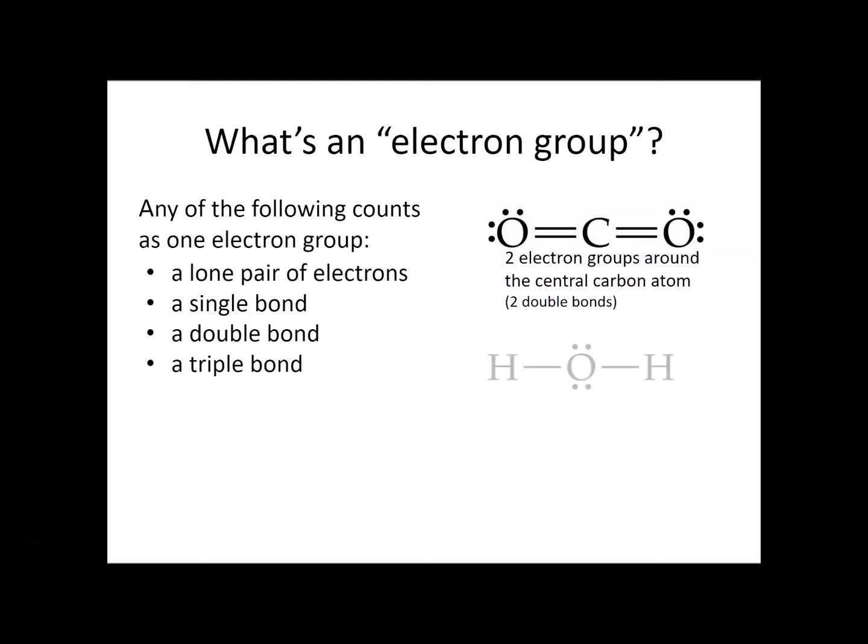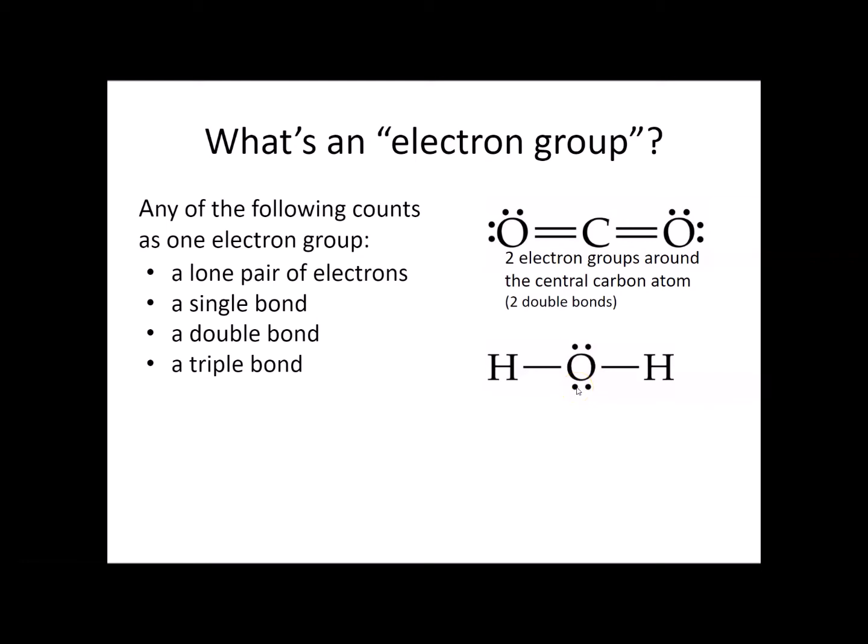Let's try another one. Here's water. We're focusing only on the central oxygen. We don't care about the hydrogens right now, just the central oxygen. Around the central oxygen, I see a single bond to the hydrogen on the right side, another single bond to the hydrogen on the left side, a lone pair of electrons above the oxygen, and a lone pair of electrons below the oxygen.